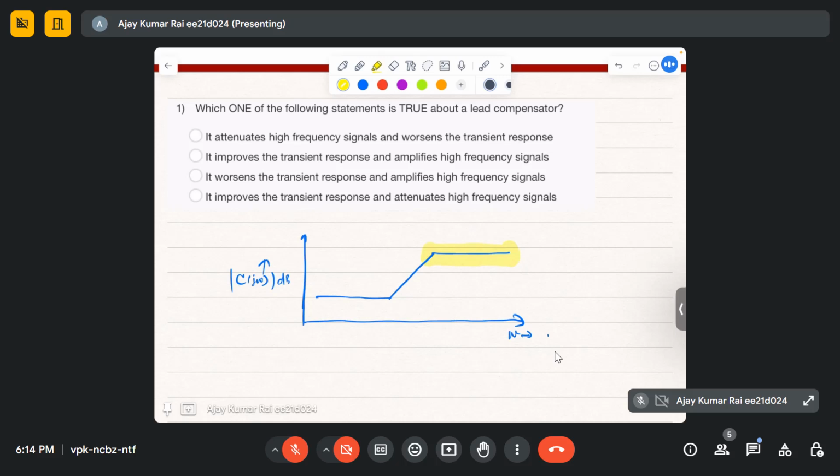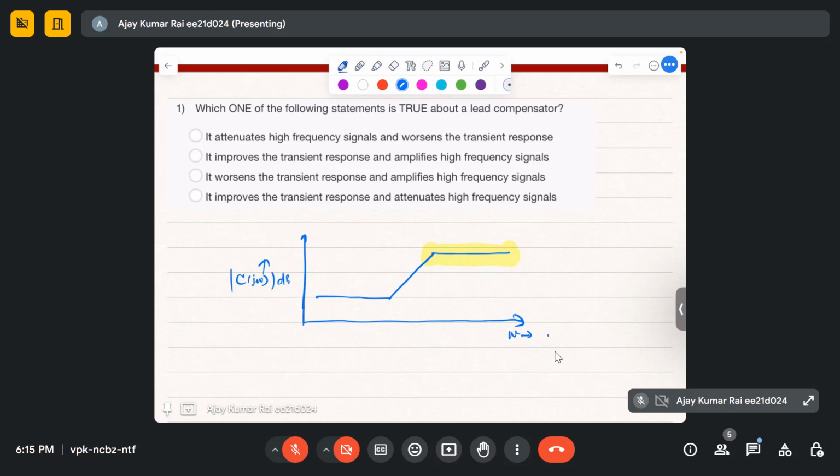The second statement is that it worsens the transient response. No. What it does is increase the bandwidth, as also discussed in the lectures. If you have higher bandwidth, that means you have better transient response, and better transient response means your system will be faster. So in the first case, it amplifies the high frequency signals, and in the second case, it improves the transient response. This is the characteristic of the lead compensator.